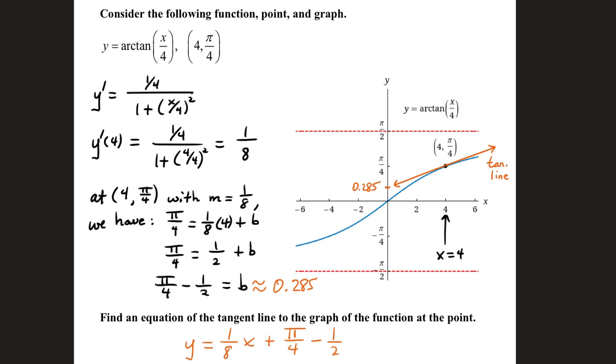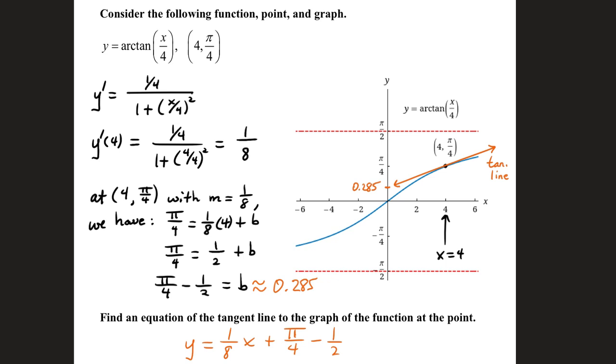Consider the following function, point and graph. We have the arctan of 1/4 x. That's this blue graph. Tangent comes with a couple of horizontal asymptotes at positive and negative pi over 2. At those two angles, tangent's undefined because they're vertical angles. We also have the point 4 and pi over 4.